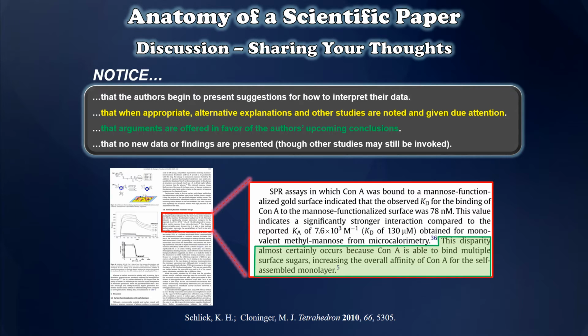Notice that they've also offered their own interpretations. They believe the disparity in the binding constants occurs because Con A is able to bind multiple surface sugars. So they've offered a very specific explanation for why their data are different than something that's been observed previously by another researcher. What you'll also notice as you read through the discussion is that no new data or findings from their study are presented. They have already laid out all of the evidence and data collected in the results section. So while they might invoke another author's results for purposes of comparison and contrast, they will not invoke any new data from their own study at this point.